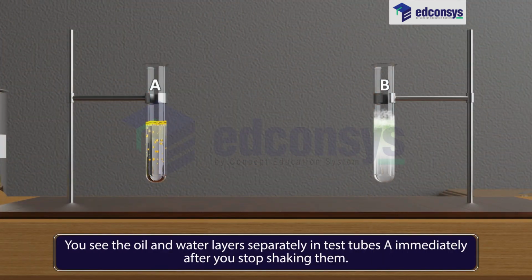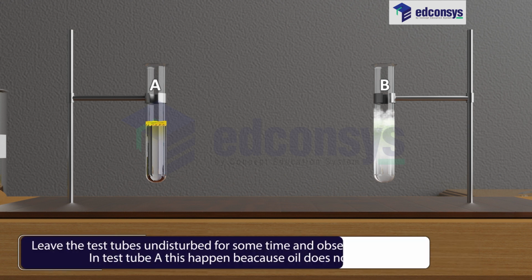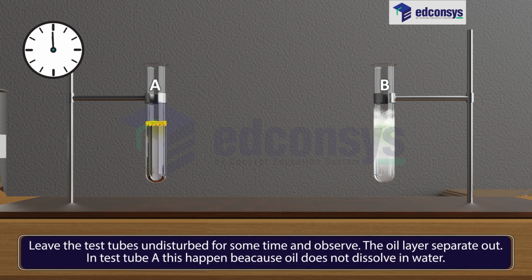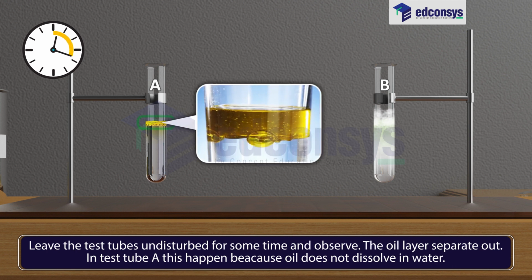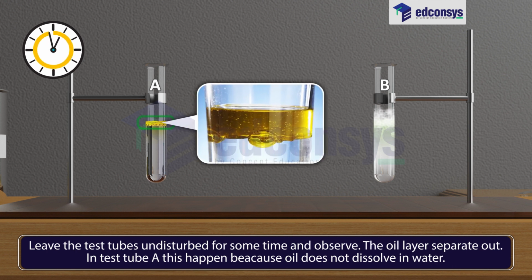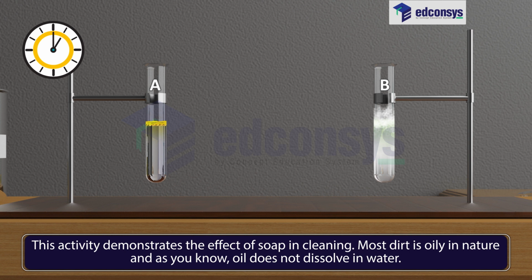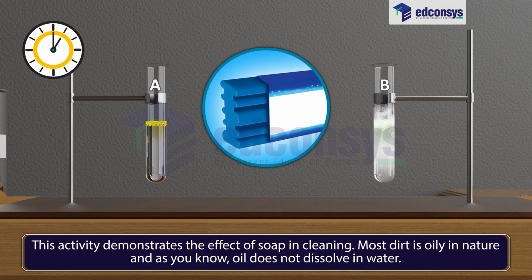You will see the oil and water layers separate in test tube A immediately after you stop shaking them. Leave the test tubes undisturbed for some time and observe. The oil layers separate out. In test tube A, this happens because oil does not dissolve in water. This activity demonstrates the effect of soap in cleaning.